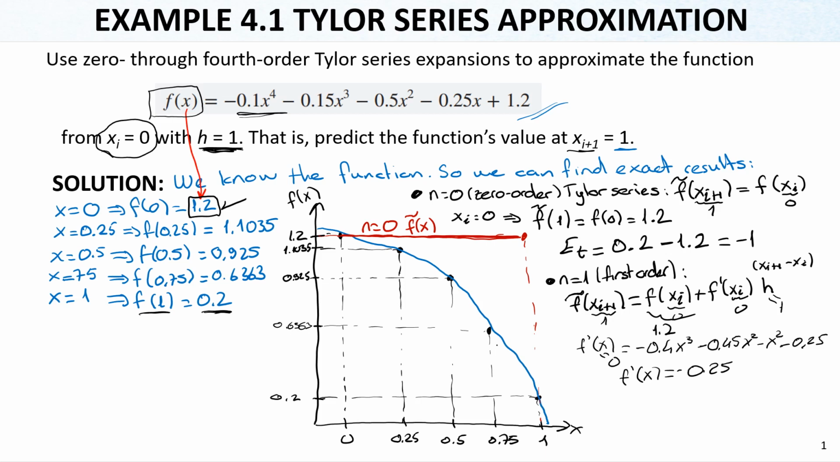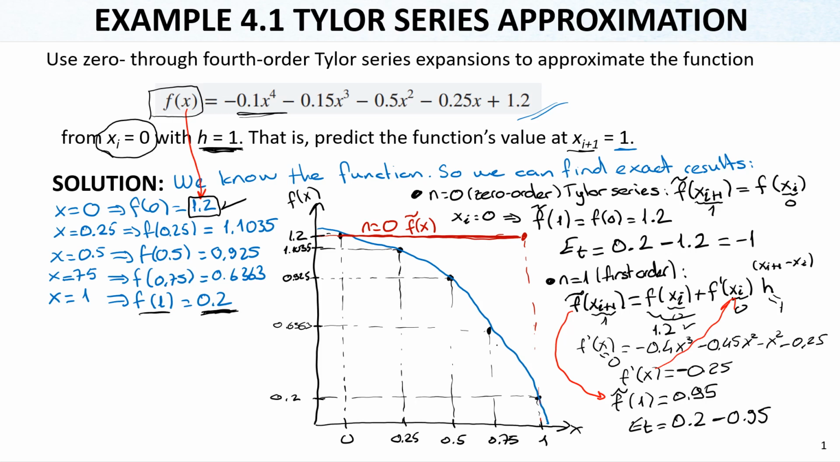Now we can write this derivative value into the first order approximation. f(1) is equivalent to 1.2 plus, which is actually minus 0.25 times 1, and it gives us the value of 0.95. And the resulting error ET is equivalent to the actual value, which is 0.2 always here, and we subtract the estimated value 0.95.